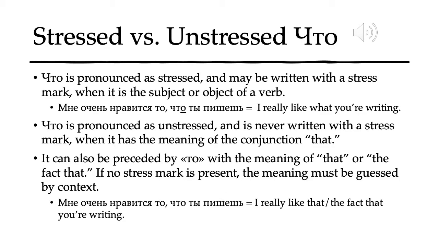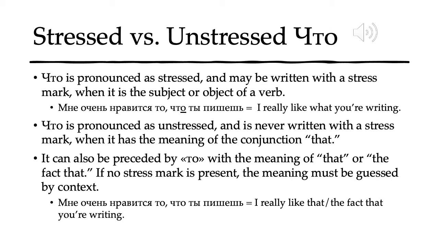What can make this a little bit confusing is that что can be both stressed and unstressed, and this means two different things. If что is pronounced as stressed, and it may be written with a stress mark, then it is the subject or the object of a verb. The example I have here is «Мне очень нравится то, что ты пишешь». I really like what you're writing. I've marked the stress here on что to indicate that it is the direct object of the verb писать.